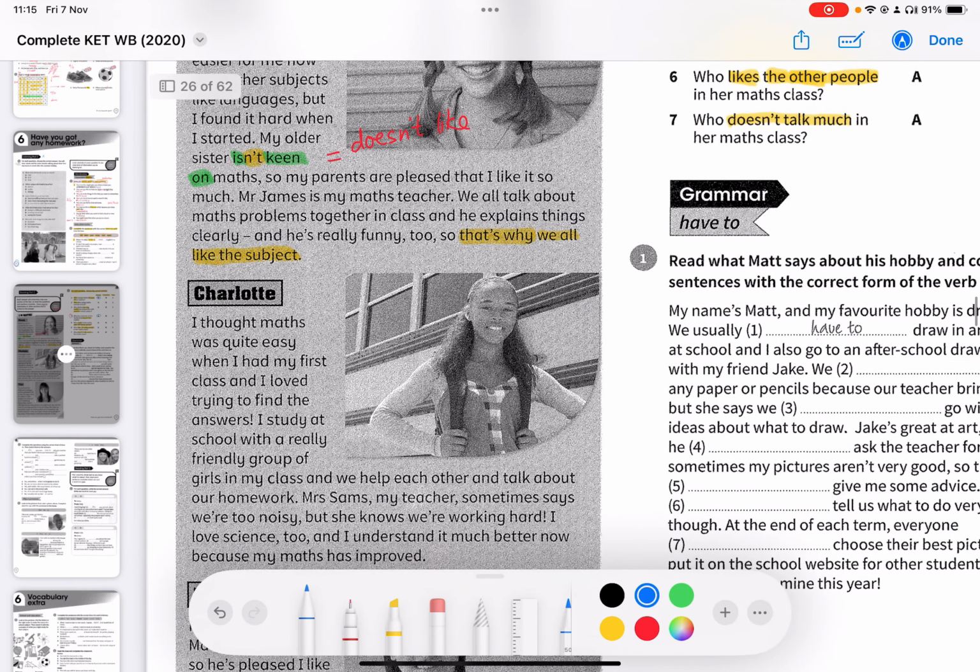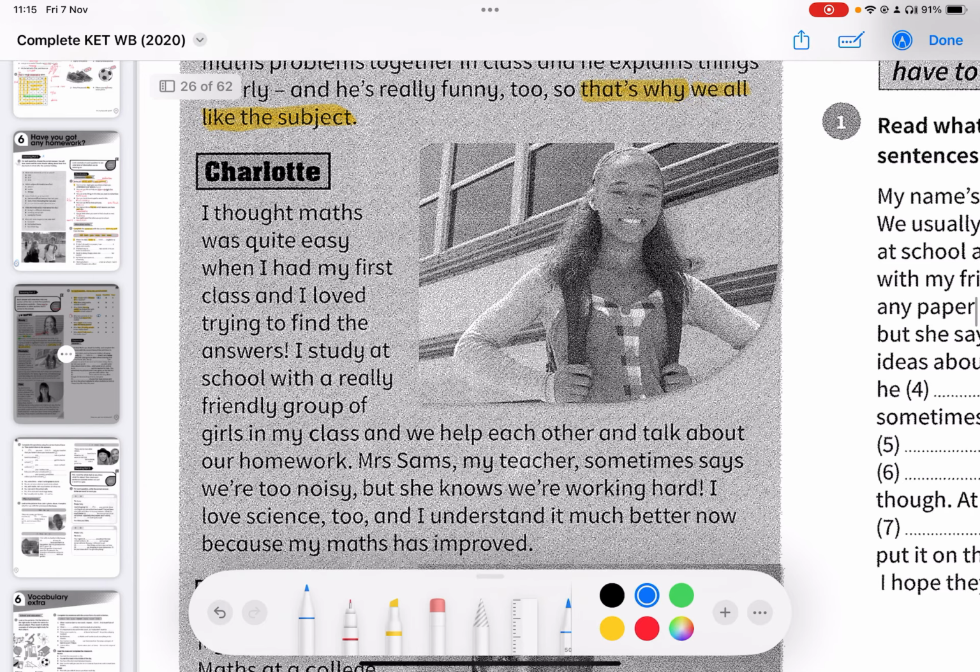Now B, Charlotte. Let's read carefully. I thought maths was quite easy when I had my first class, and I loved trying to find the answers. I study at school with a really friendly group of girls in my class, and we help each other and talk about our homework. Mrs. Sams, my teacher, sometimes says we are too noisy, but she knows we are working hard. I love science too, and I understand it much better now because my maths has improved.